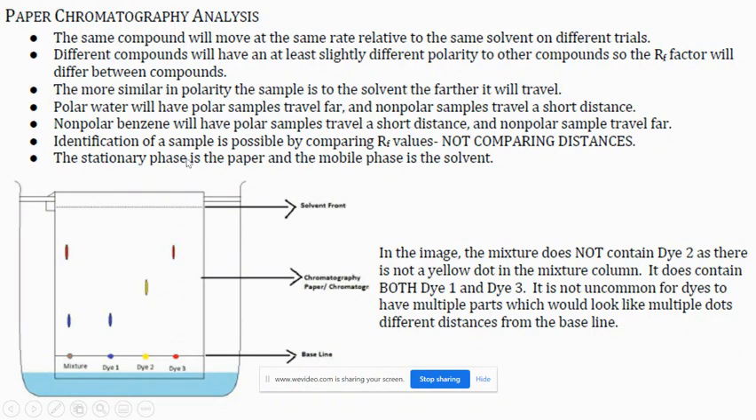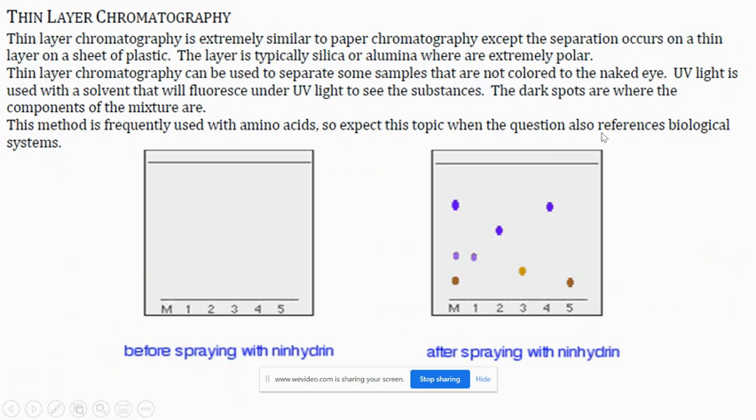So when you look at this, they commonly have different names for different parts of this. So the stationary phase is the paper. The paper's not moving, so that's why they call it stationary. The solvent then is moving, and where you pull it out of the container, that is called the solvent front. And then you're always going to have a baseline. So polar water will have polar samples travel further. Nonpolar samples will travel shorter. And then if you put it in a nonpolar solvent, then that is reversed.